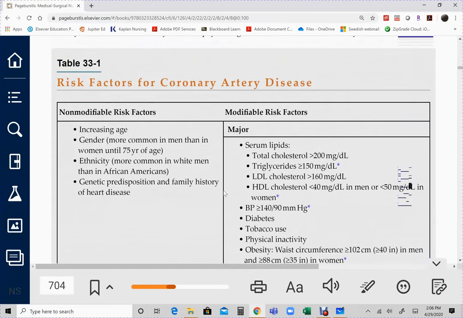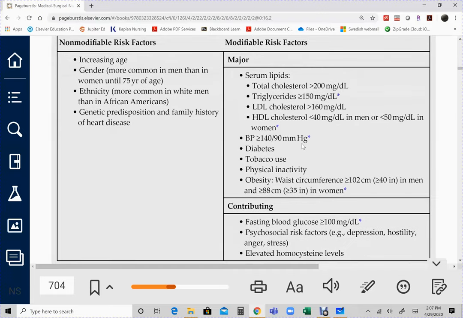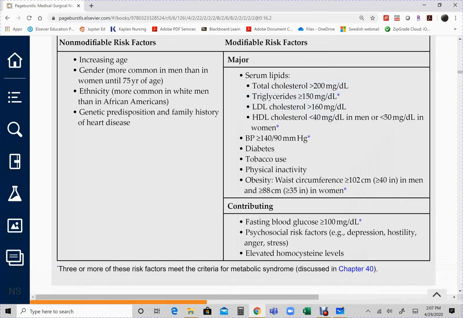We divide them into non-modifiable and modifiable risk factors. If you just glance at it, it is almost exactly the same as those found in chapter 32 in hypertension. So we have non-modifiable: age, ethnicity, gender, and genetics or heredity. We have modifiable risk factors. Number one is cholesterol. So we have high bad cholesterol and very low good cholesterol. Please make sure you know these numbers. Hypertension definitely is a risk factor.